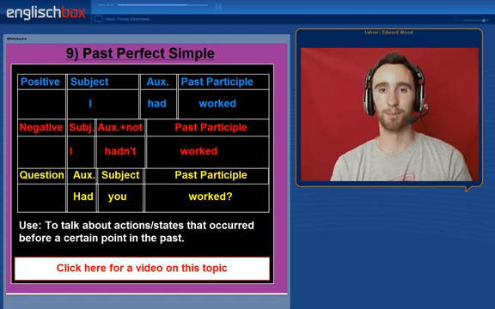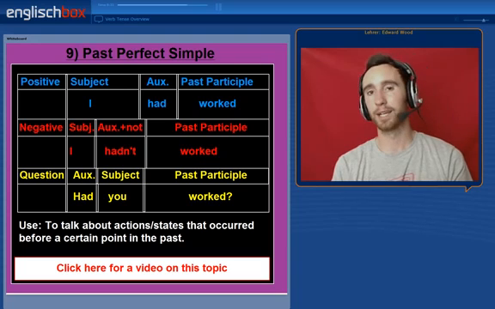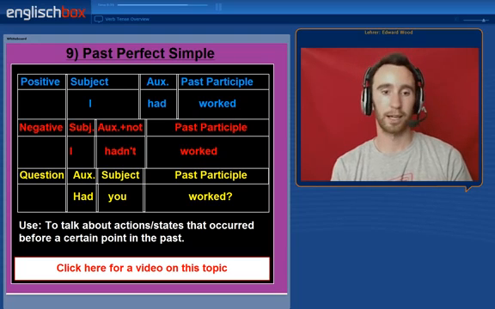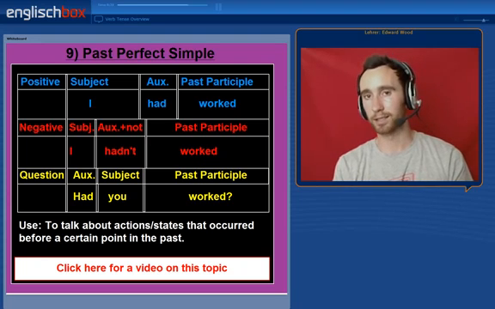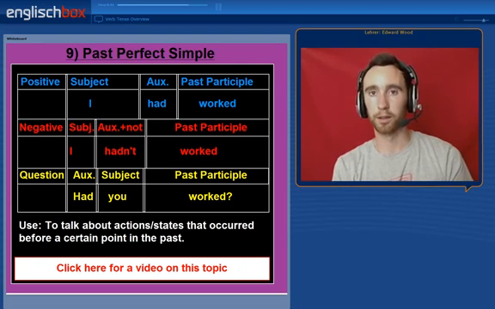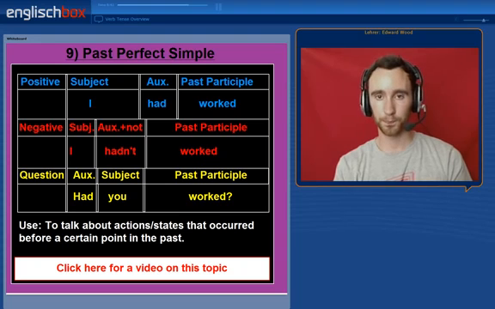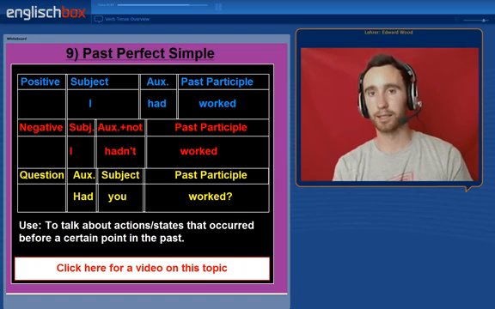The past perfect simple. We use this to talk about actions or states that occurred or happened or were true before a certain point in the past, often in conjunction with the past simple. So I had worked, I hadn't worked in negative, and had you worked in question form.